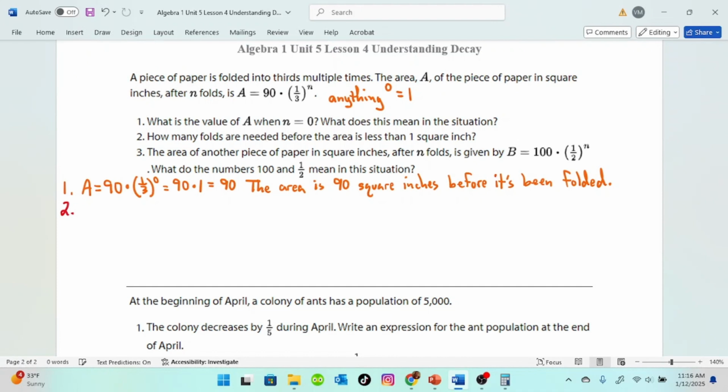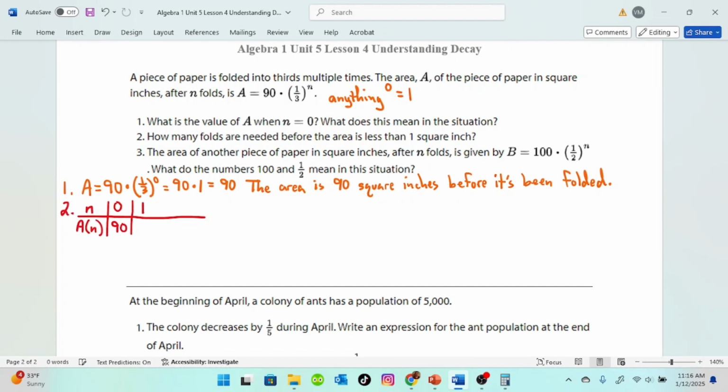Number 2, how many folds are needed before the area is less than 1 square inch? To answer this, I'm going to make a table. N is my input, and A of n is my output. We already know that when there are no folds, the area is 90.